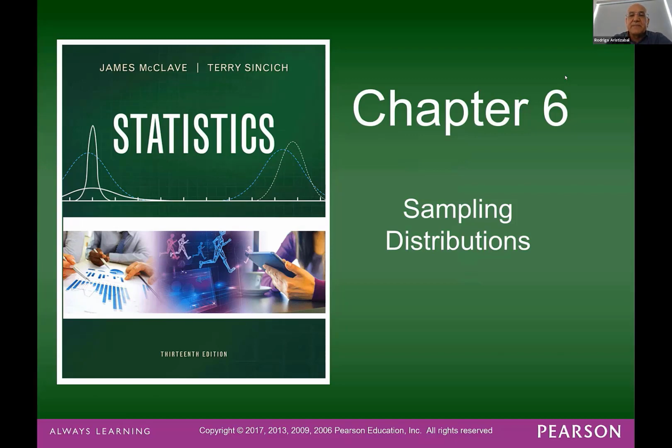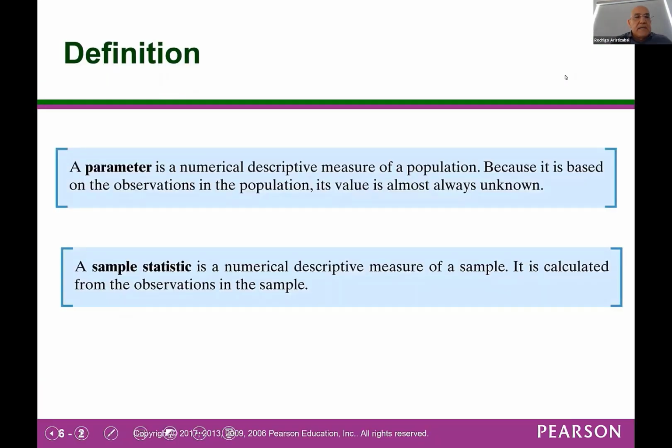Sampling distribution. First of all, let's start with the definition of these two terms that you know, parameter and statistic. A parameter is related to a population, a statistic is related to a sample. A parameter is a numerical descriptive measure of a population. Because it is based on observations in the population, its value is almost always unknown. A sample statistic is a numerical descriptive measure of a sample. It is calculated from the observations in the sample.